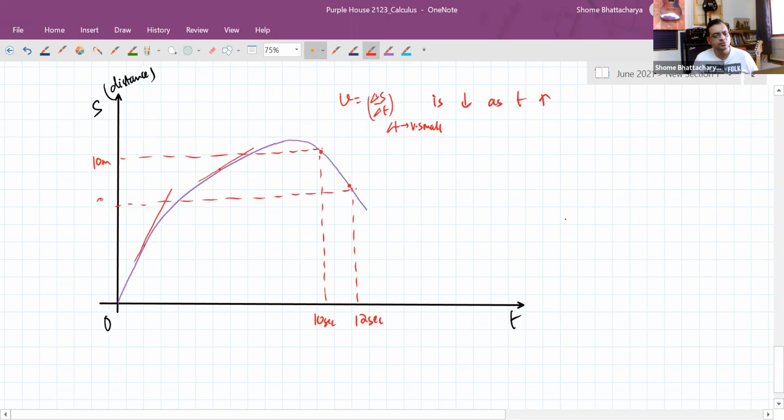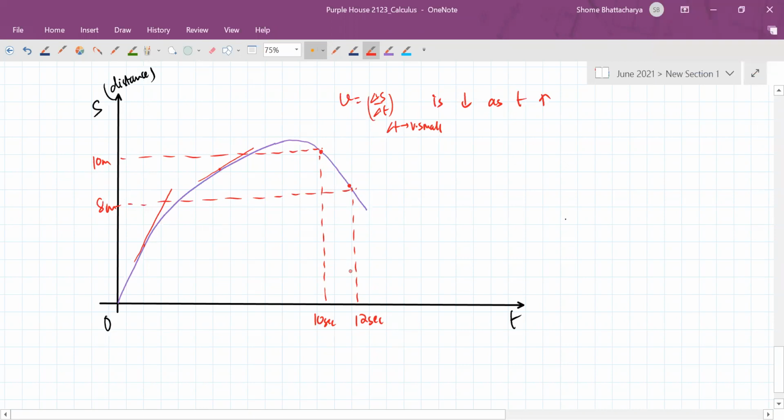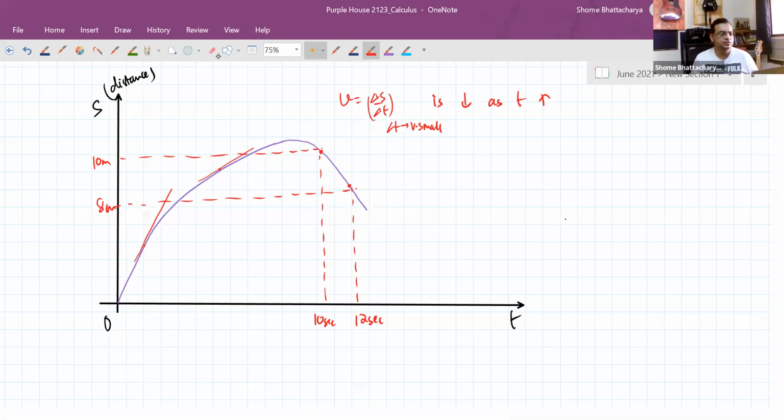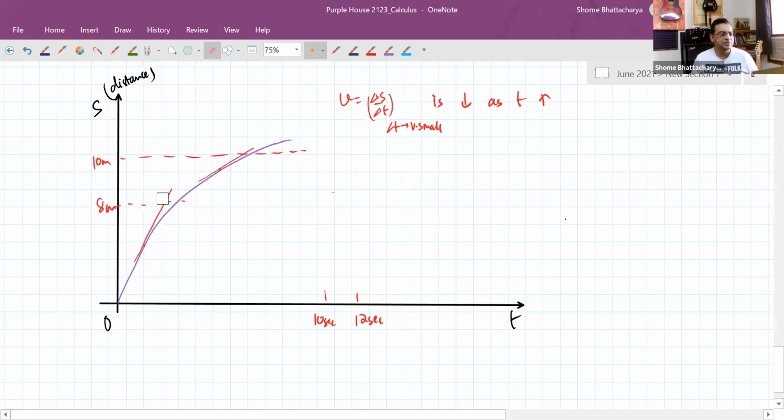Now logically, is this possible that in 2 seconds I'm covering a distance of minus 2 meters? Is this possible? No, sir. So that means distance versus time cannot have a graph like this. Distance versus time cannot have a graph which has a negative slope. Displacement versus time can have, because displacement has direction. You understanding my point? Yes, sir.